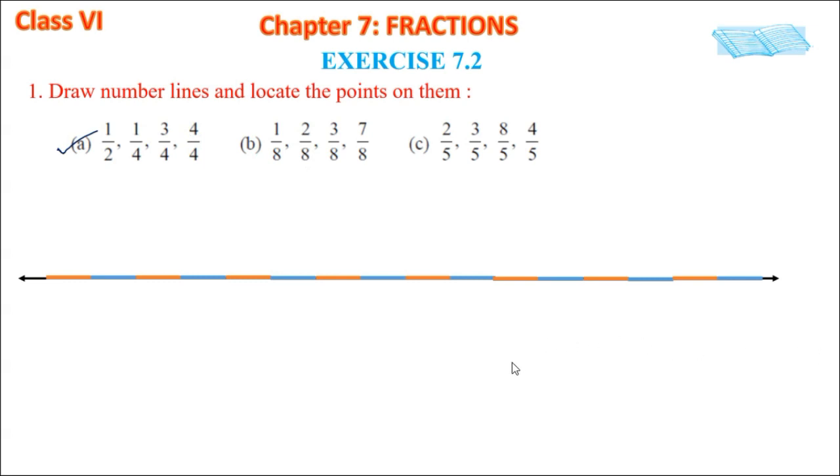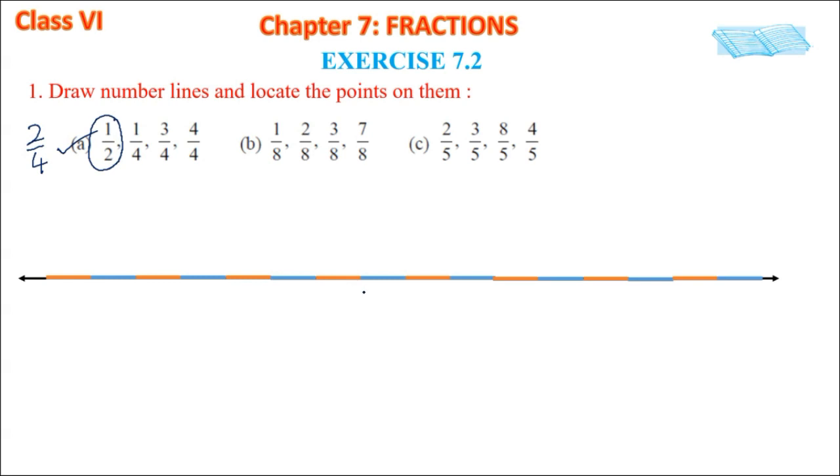Now if you observe that, here 3 of the fractions are having the denominator as 4. This 1 by 2 is same as 2 by 4, because 1 times 2 is 2 and 2 times 2 is 4. So this 1 by 2 is an equivalent fraction of 2 by 4. Now if you make 4 equal parts between the numbers, then it becomes easy to locate these fractions.